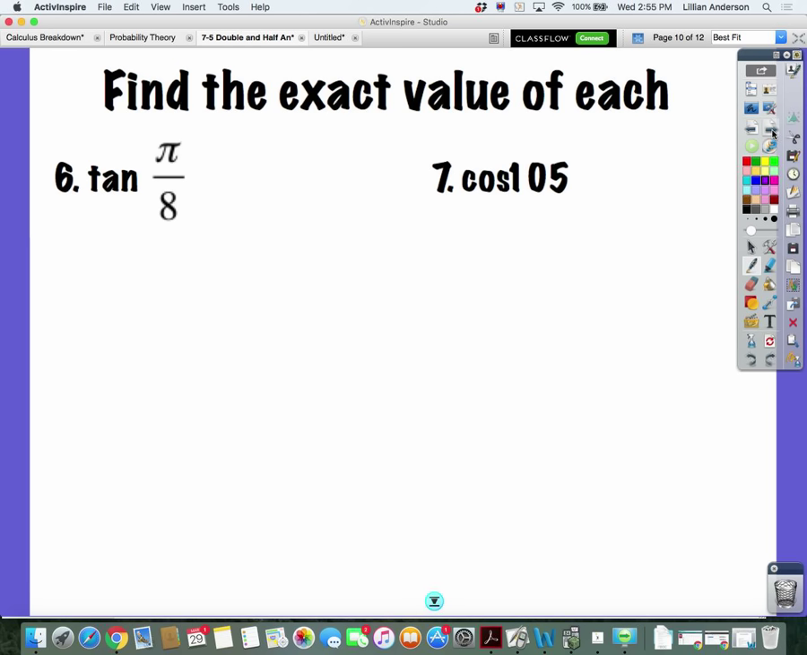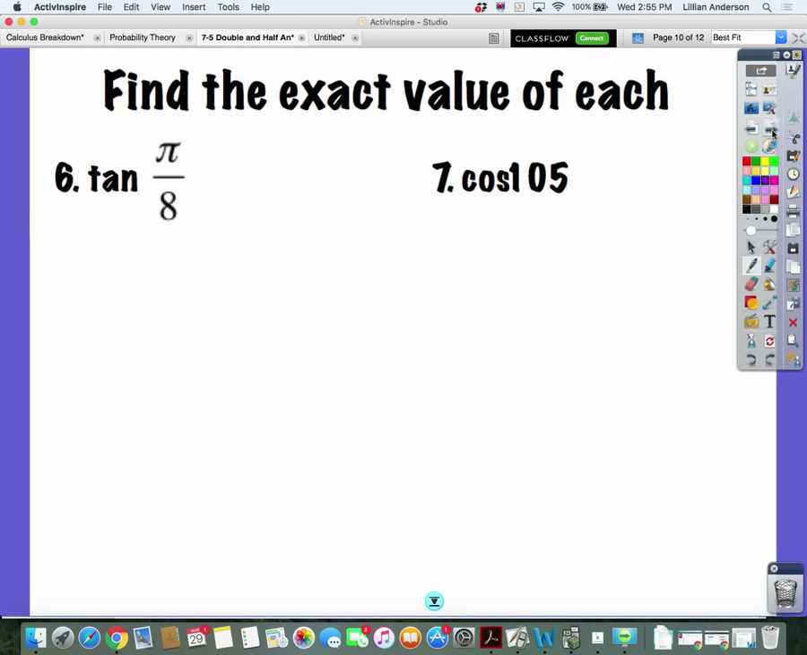Why can't you go harder? Because this is the angle that's attached to tangent. So there's no way that we can create a triangle to try to figure out what's the opposite and adjacent. We don't have that information.